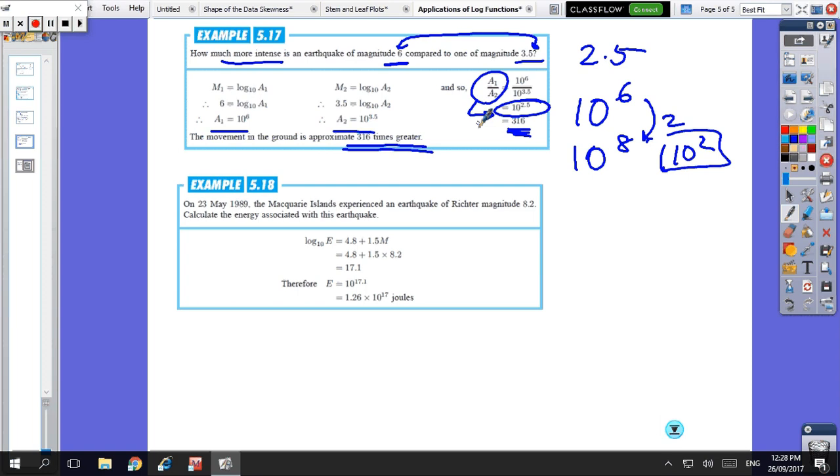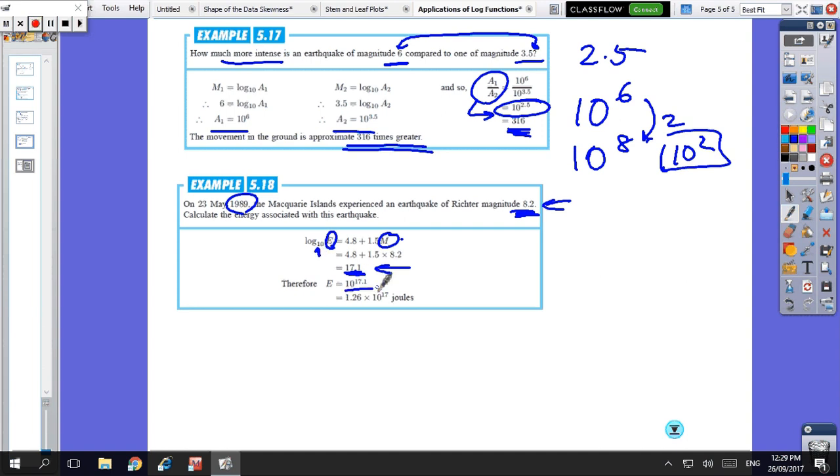Okay, and then what we do with the last part is to get how much energy. There's an earthquake in 1989 that was 8.2, which is very, very big. So we use the formula. We're trying to find the energy that's expended from a magnitude 8.2. So we put the 8.2 in that position there, and we get 17.1. And so this 17.1 is the answer as an index to the base of 10.